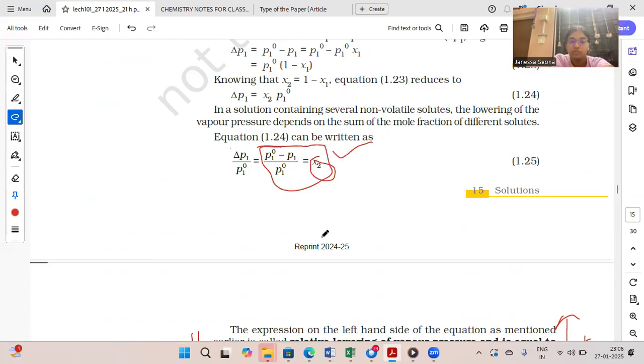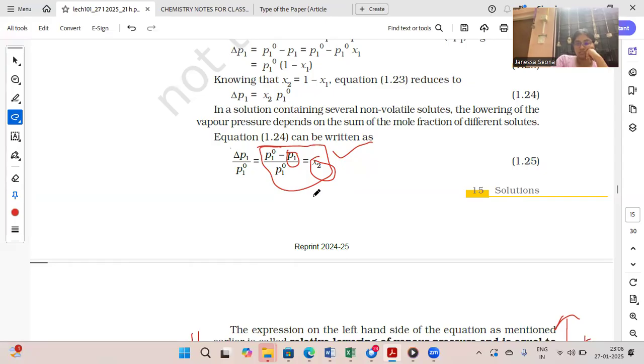X2 is mole fraction of solute. P1 naught minus P1 by P1 naught is relative lowering of vapor pressure. P1 naught is the pure vapor pressure of solvent. P1 is the vapor pressure of solvent in the solution. X2 is the mole fraction of solute. The relative lowering of vapor pressure is proportional to the concentration of solute. This is the first colligative property.